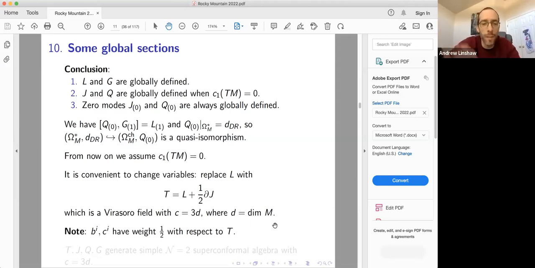I'm sorry, let me take this back. Betas and gammas have not changed. b_i and c_i, I've changed the conformal weight. Those are now both 1/2 with respect to T. Okay, so these four fields, it's easy to check, and this is well known that they generate the N=2 superconformal algebra with central charge 3D. And in fact, it's the simple one that they generate. So this is a non-generic level, but this is actually the simple quotient that they generate.